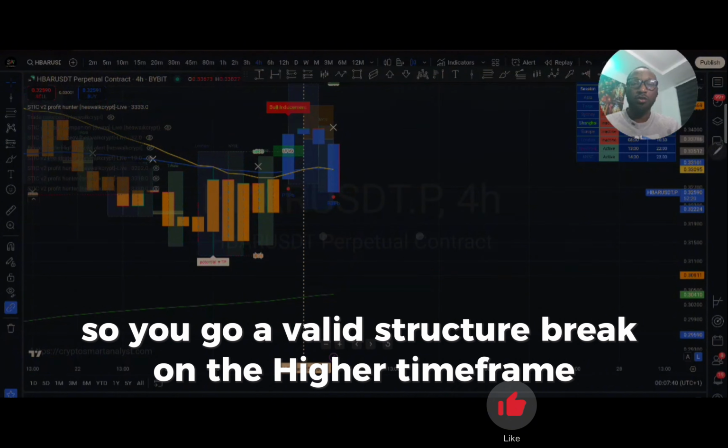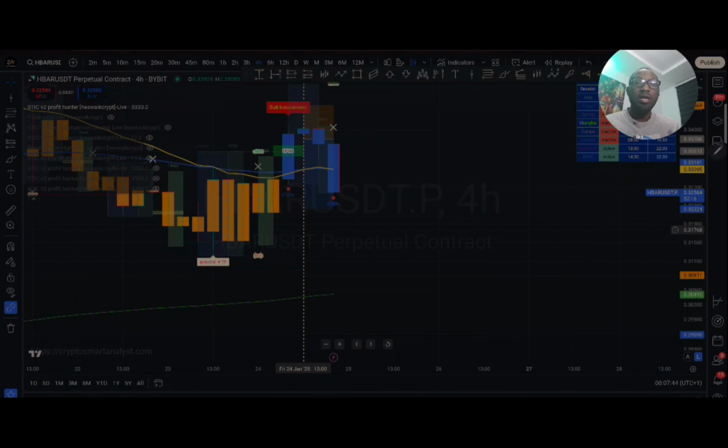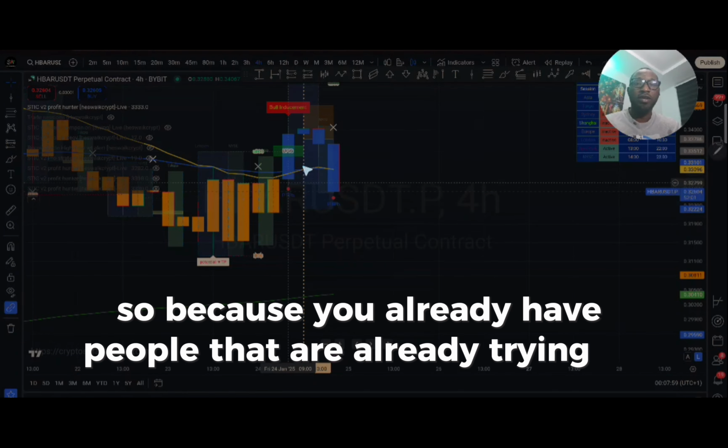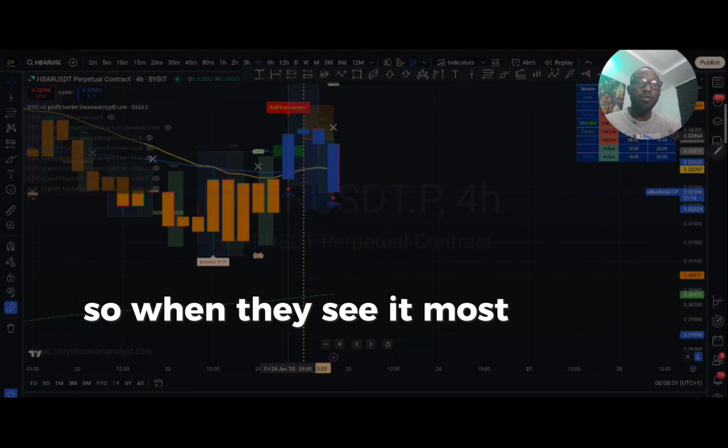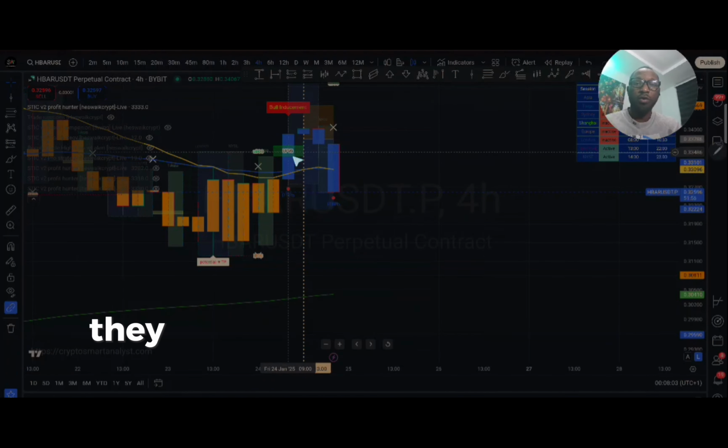So you got a value structure break on the hour time frame, and like I said, whenever you have a value structure break on the hour time frame, that's an indication that there's a potential reversal that's going to happen. What am I looking for? Liquidity, because the market will always come back to pick liquidity from the order block. When you have a value structure, we have a demand zone liquidity, because we already have people trying to follow through. Most people, once they see a value structure break, want to follow through.